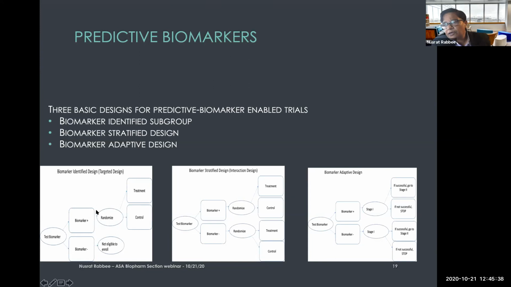One is the biomarker identified group. So essentially you test whether the subject is biomarker positive or negative. That means you already know how to identify positive and negative. You have the threshold. Once you know they are negative, then you don't enroll them. They're not eligible to receive the treatment. And in the biomarker positive group, you randomize to treatment and control. One example is Herceptin in HER2 positive metastatic breast cancer. Another historic one is vemurafenib for BRAF V600E mutation in melanoma.